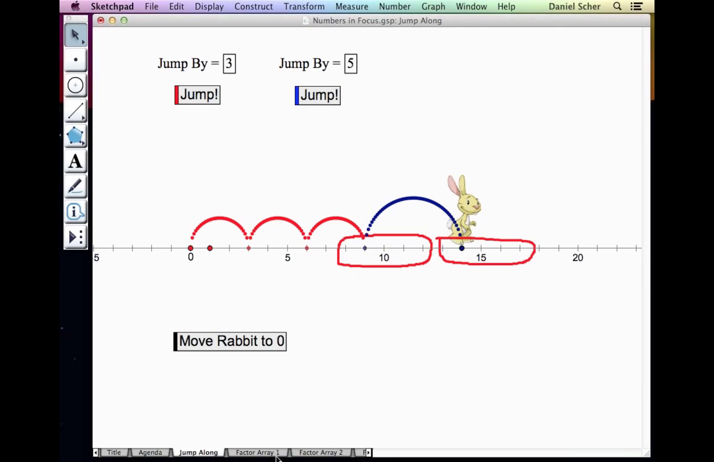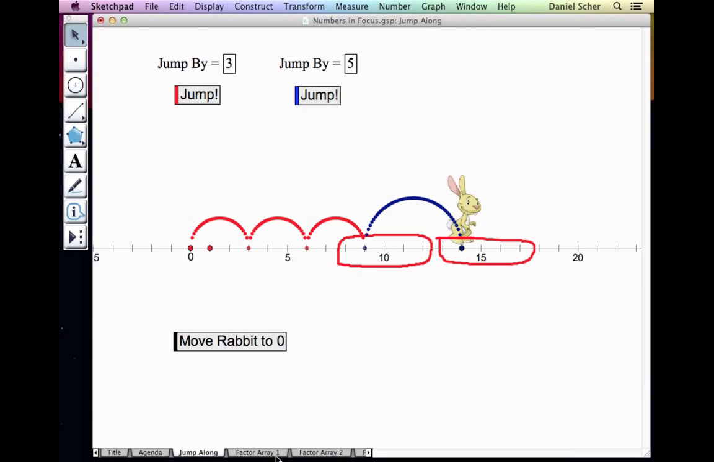Thanks. I should mention that this bunny activity is a new one, but it's based on a whole collection of activities with bunnies jumping on the number line that teach things about factors and addition and subtraction. So let's look at a new model now. And this model is called factor array.